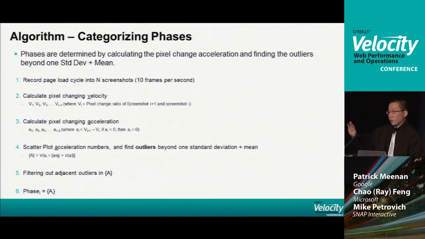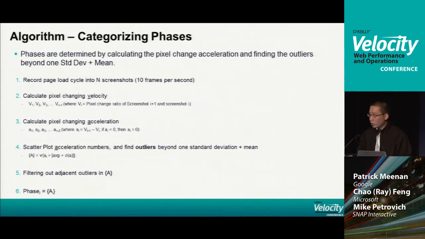The first one, I'm not going to talk about how we capture screenshots because most of us know how to do it already. So we want to focus on how we categorize the phases out of those given screenshots. For example, you can give me a video record or screen captures from webpagetest.org, and I can easily categorize that for you. So phases are determined by calculating the pixel change acceleration and finding the outliers beyond one standard deviation plus the mean. So what does that mean?